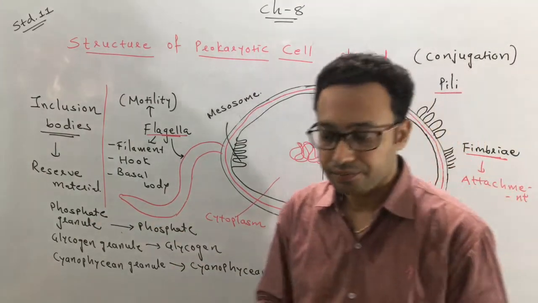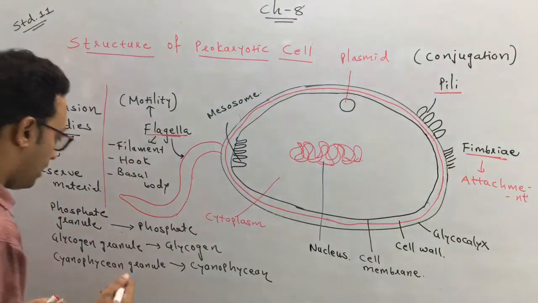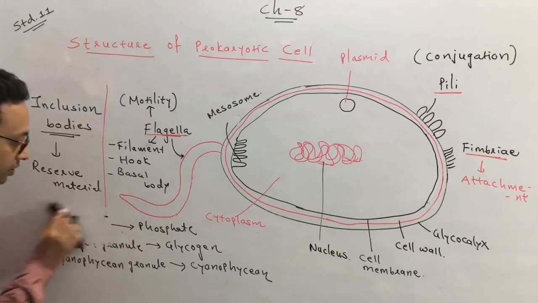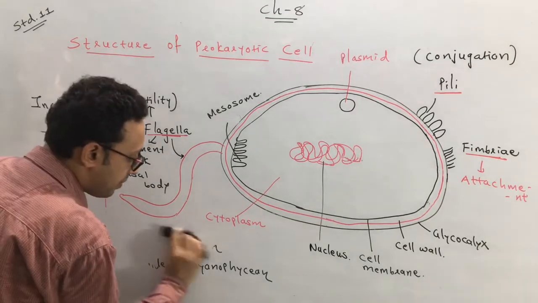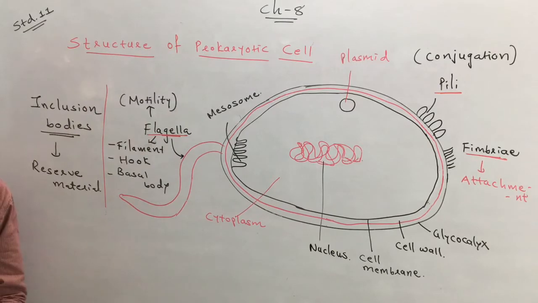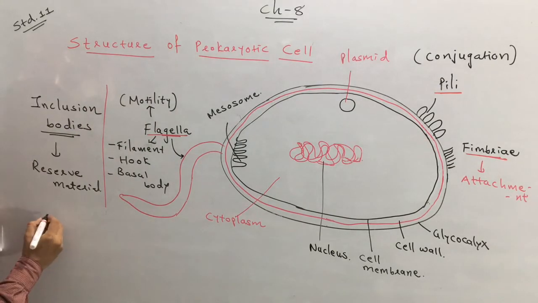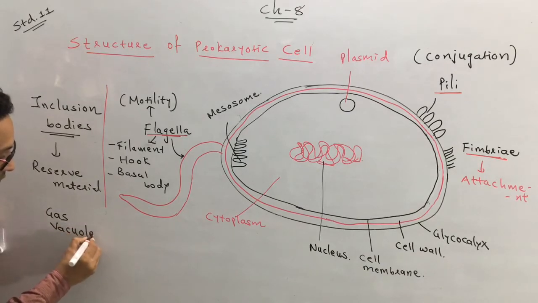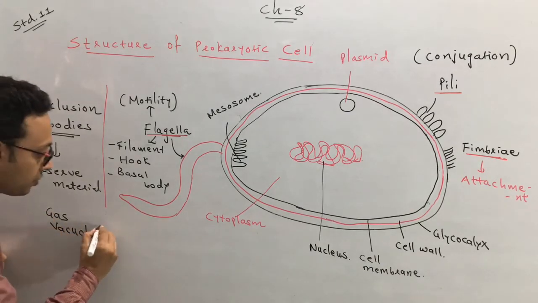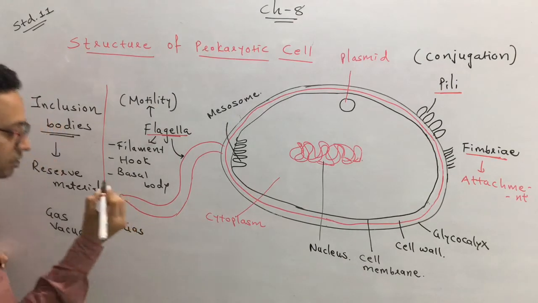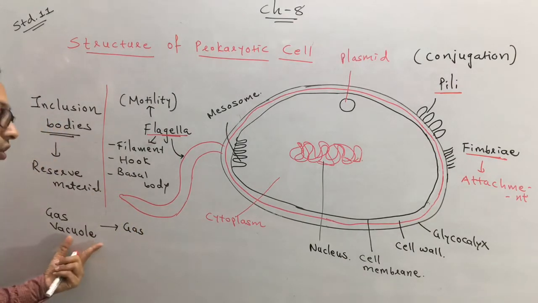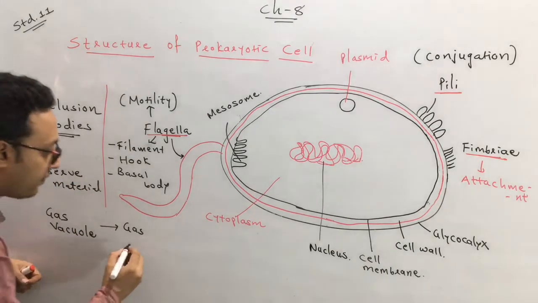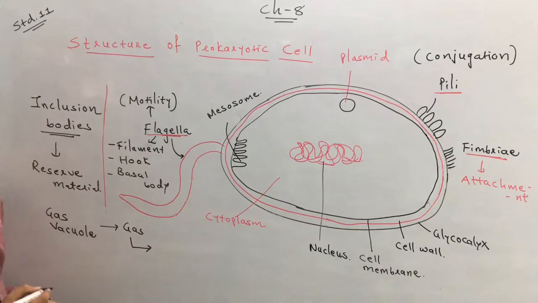One more thing you can find is the gas vacuole. Write it down. It is another inclusion body, but it is not found in every bacteria. The name itself suggests what it stores: it contains gas. It is found only in specific types of bacteria. So which bacteria possess this gas vacuole?